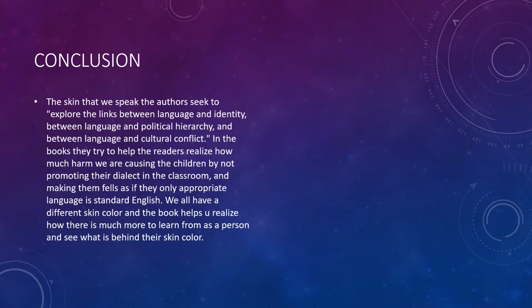In conclusion, in The Skin That We Speak, the authors seek to explore the links between language and identity, between language and political hierarchy, and between language and cultural conflict. In the book, they try to help the readers realize how much harm we're causing the children by not promoting their dialect in the classroom and making them feel as if the only appropriate language is standard English. We all have a different skin color, and the book helps you realize how much more there is to learn from a person and see them from behind their skin color.